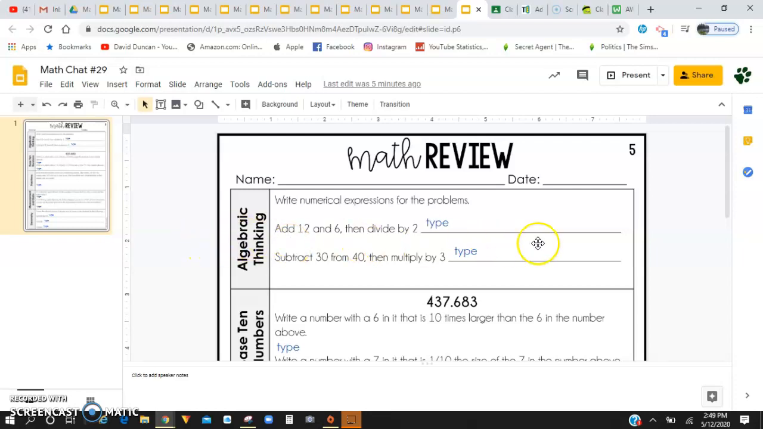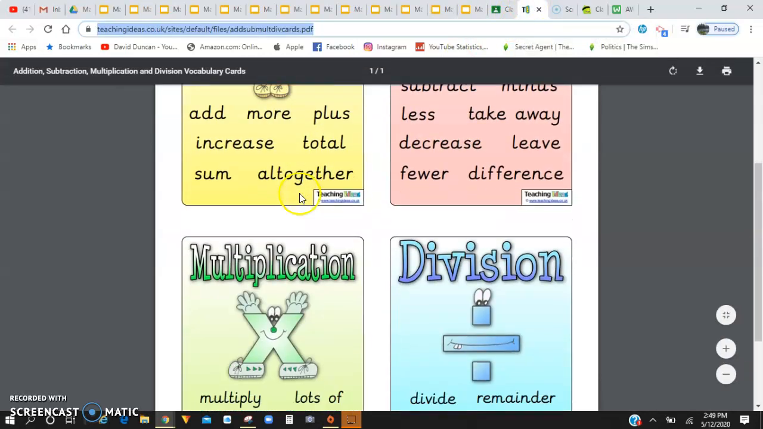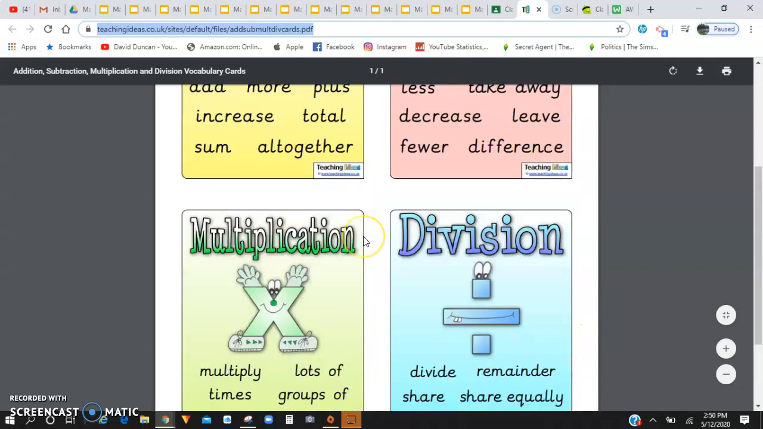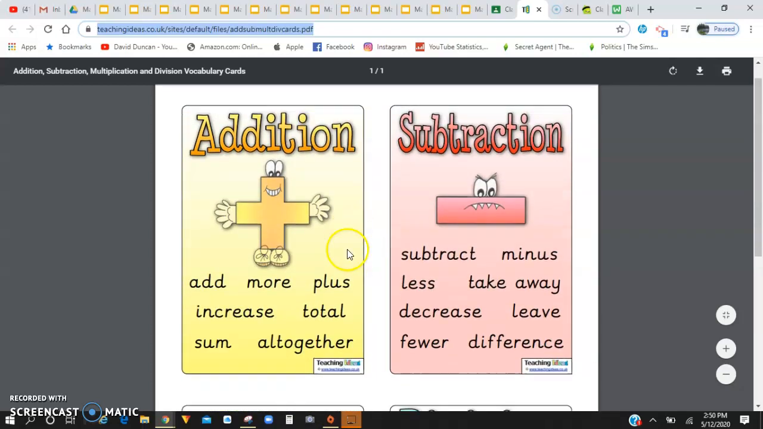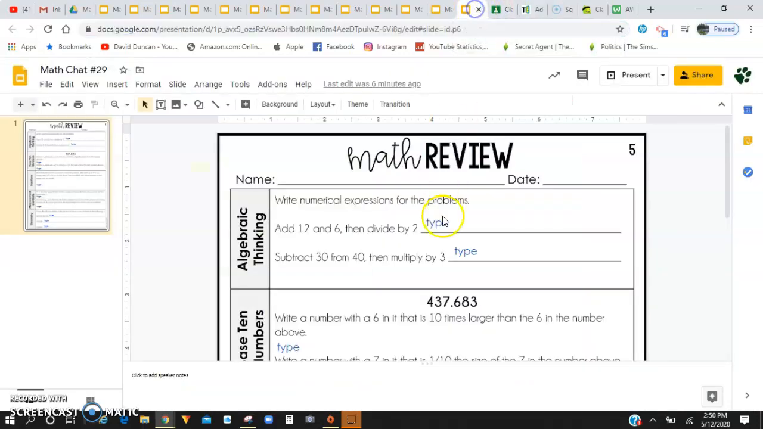For algebraic thinking, you are going to, again, translate some number expressions from word form into number form. Again, it's just translation. I did add in this activity a link to this web page that gives you some commonly used math vocabulary with different operations for addition, subtraction, multiplication, and division. I've done a few of these with you guys. I'm going to have you work on these ones on your own.